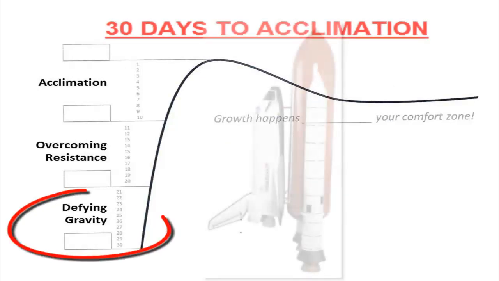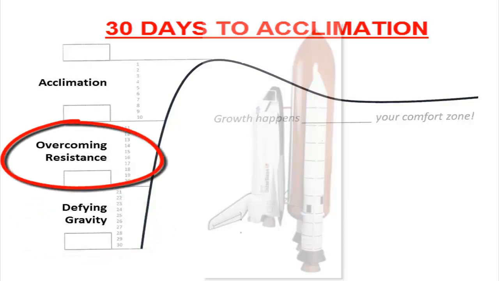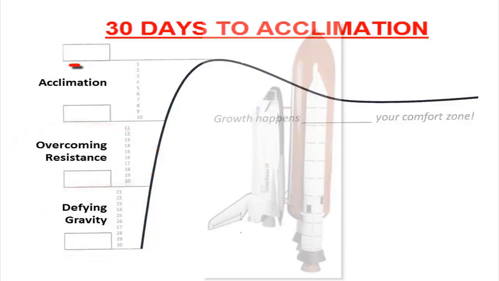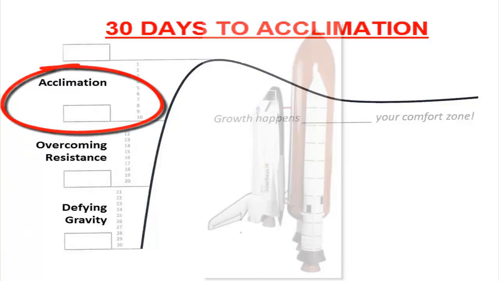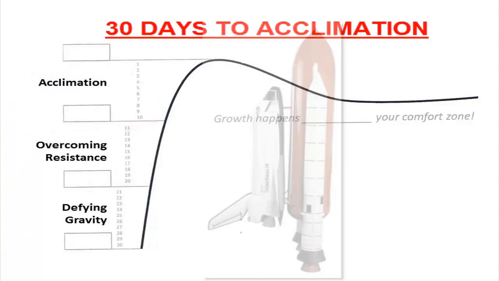This last NLP exercise, Wyatt, is concerning accomplishing the goals that they set, and I use this illustration of a 30-day goal. So the first 10 days is defying gravity, the second 10 days is overcoming resistance, and the third is acclimation. And the space shuttle is there to show the illustration that most of the fuel is spent in the beginning just trying to break away from gravity, and once that happens, a very small amount of fuel is necessary to keep it going.